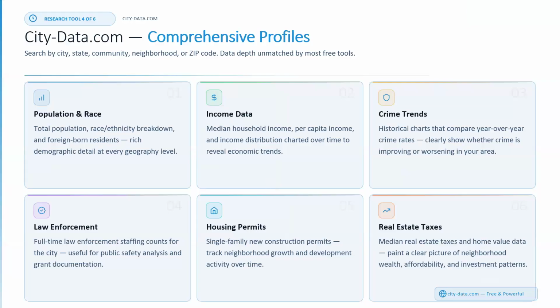City data, we want to talk about that tonight too. When we go to city data, we're going to be talking about a comprehensive profile. Again, we're going to put your zip code in there and see what it looks like in terms of population. That is the race and ethnicity breakdown, if the person was born here or wasn't born here, income data, is it median income? What is the per capita income? Income distribution, the crime trends, the law enforcement, housing permits in that area, real estate, etc.